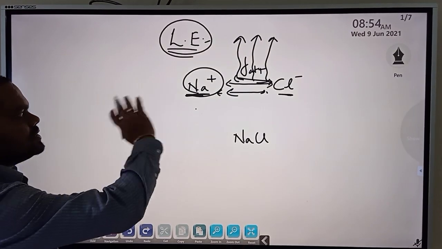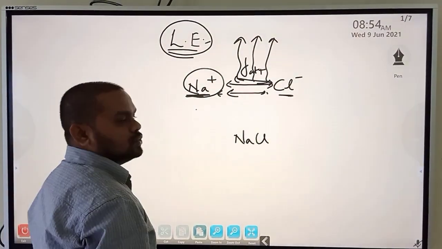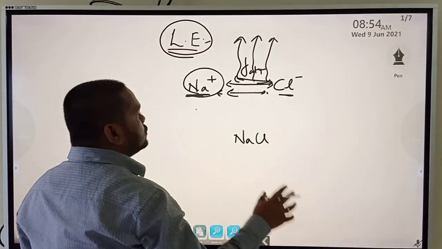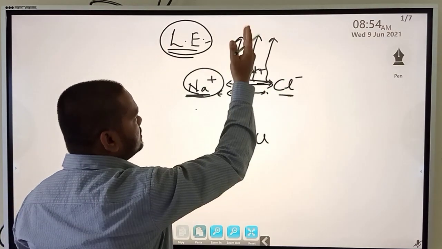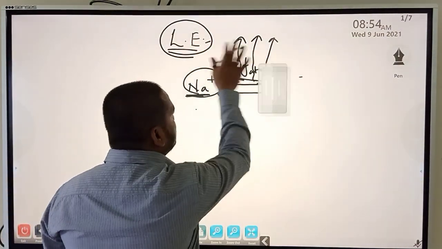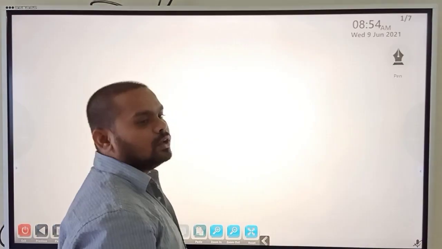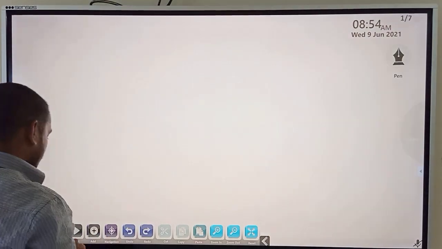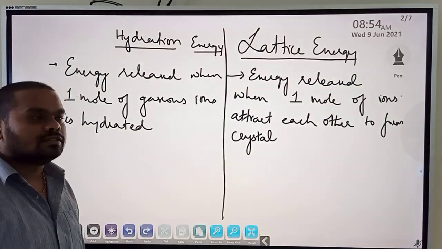So we got to understand what lattice energy is and what hydration energy is. There is a disturbance actually, so bear with it. NaCl is formed by the attractive force of Na plus and Cl minus, and energy is released, that is called lattice energy. Okay, so on the whole, the point is lattice energy and hydration energy both operate in opposite directions.